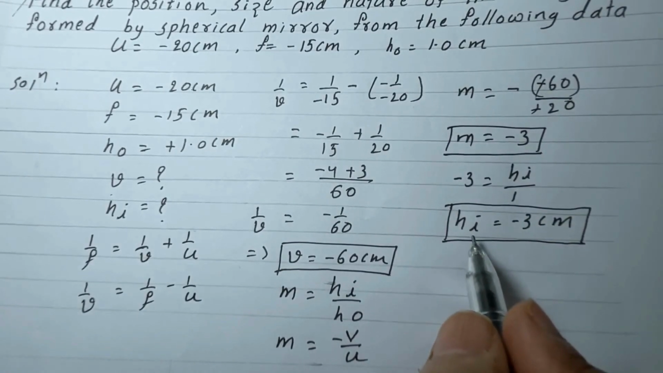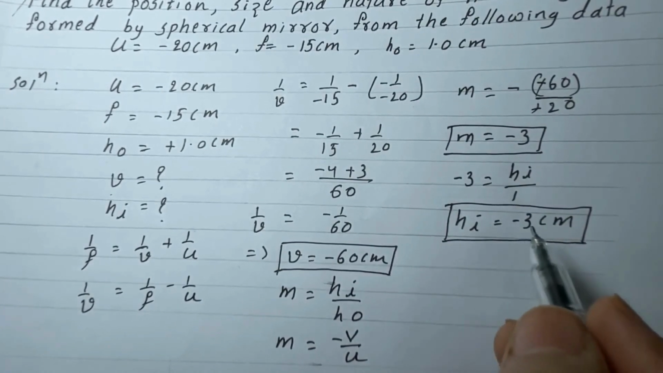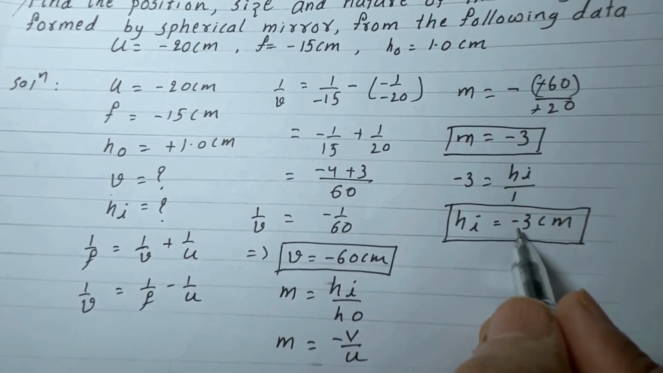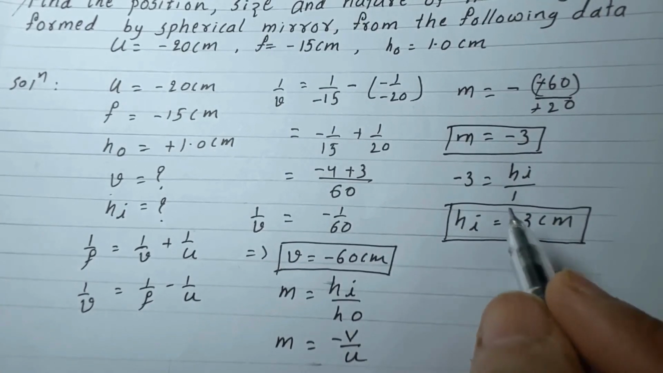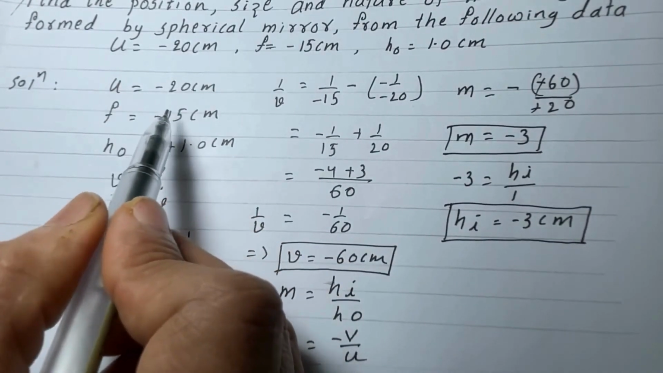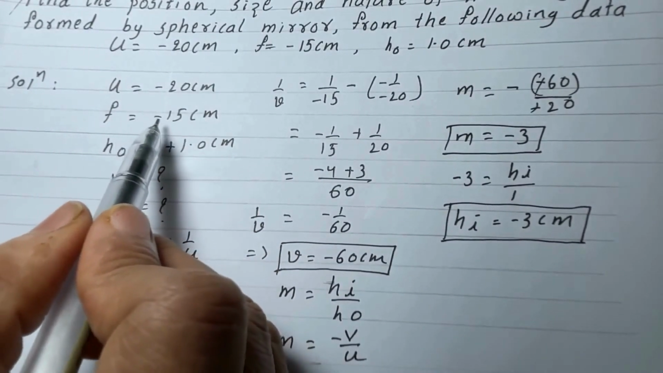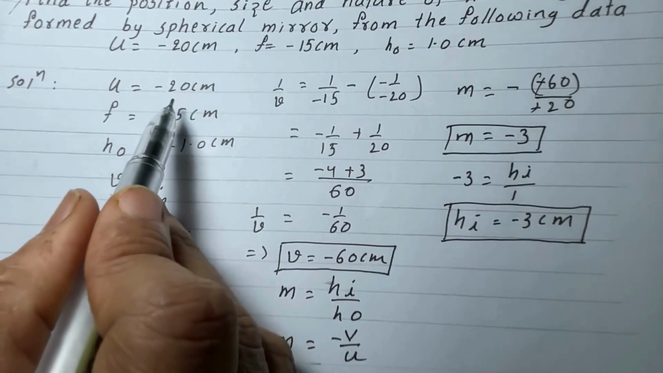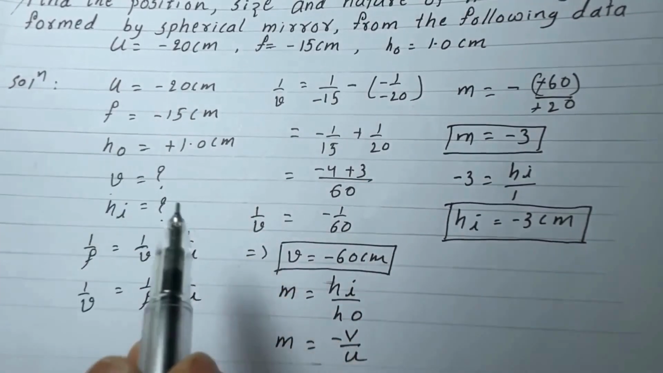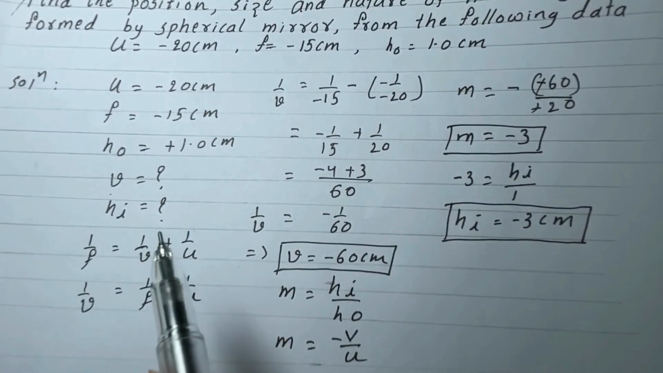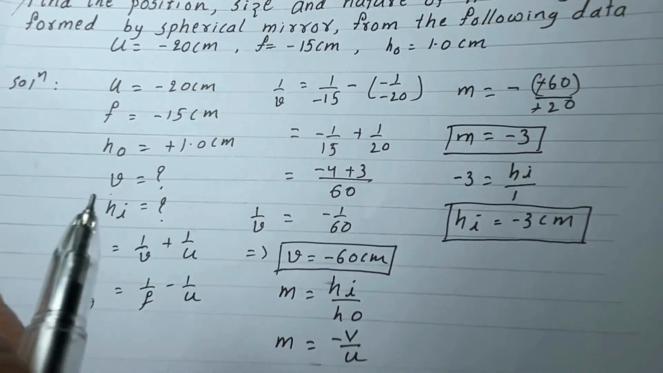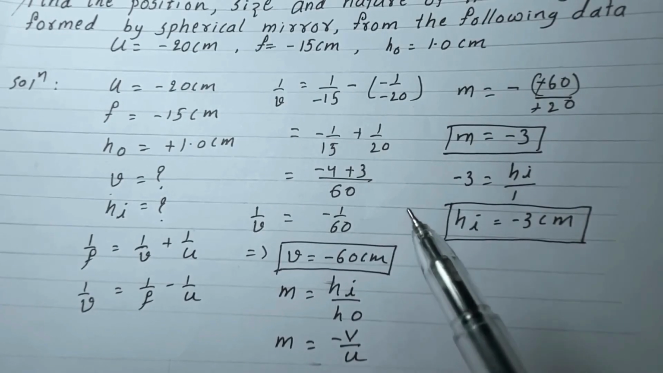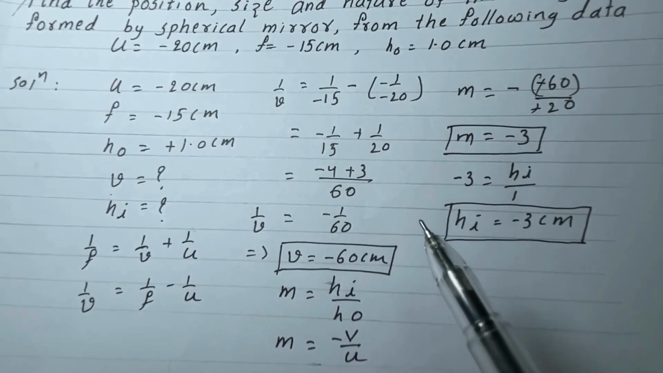And when you come to the height of the image, this image is an enlarged image and it is an inverted image. Now here the object distance is away from the focus, that is between the center of curvature and focus. We know that when an object is kept between focus and center of curvature, we get an inverted, enlarged and magnified image in a concave mirror.